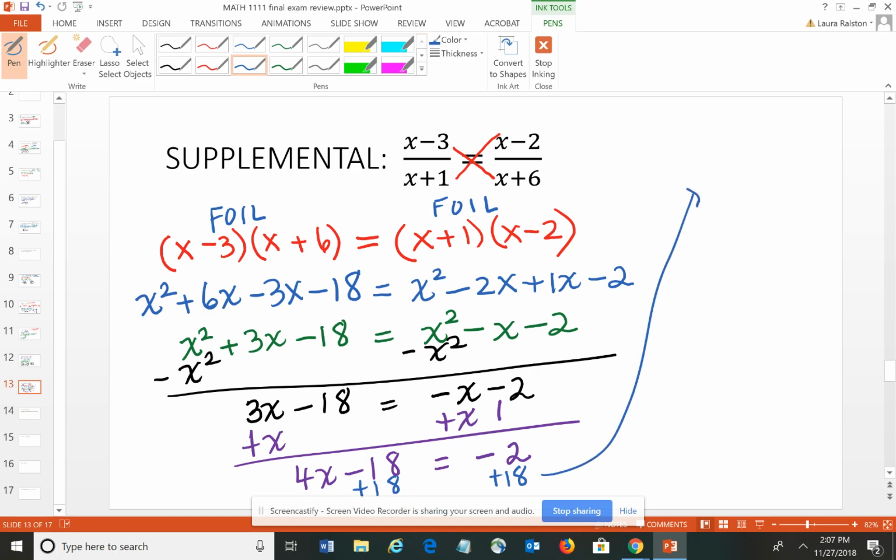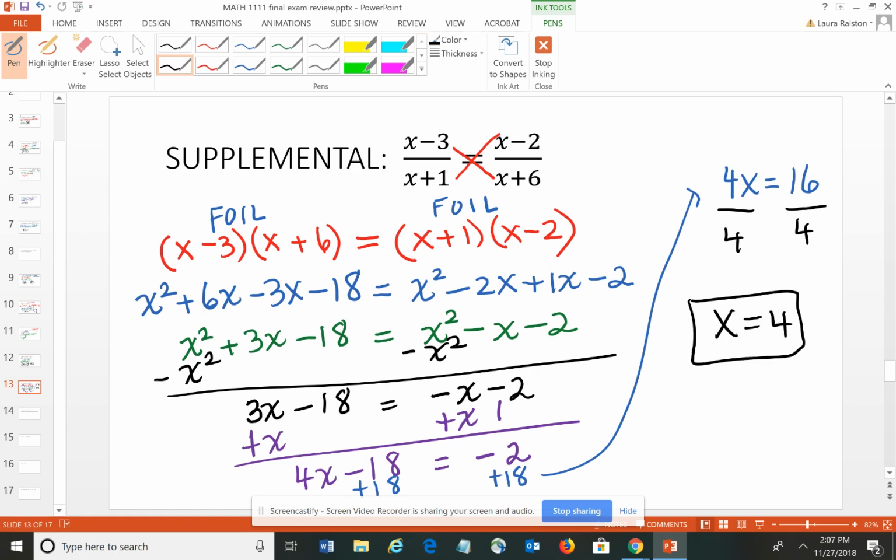And I'm running out of space, so I'm going over here. So I have 4x equals 16. And then I'm going to divide both sides by 4. And I get x equals 4.